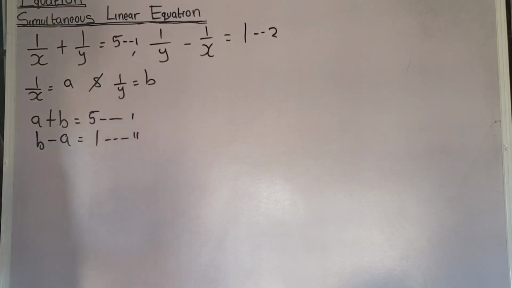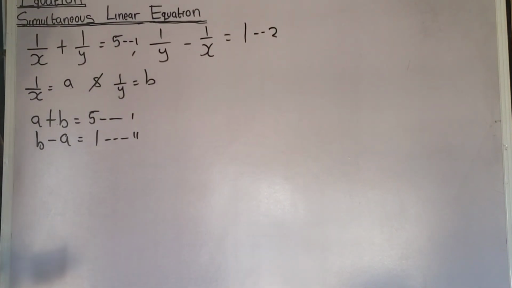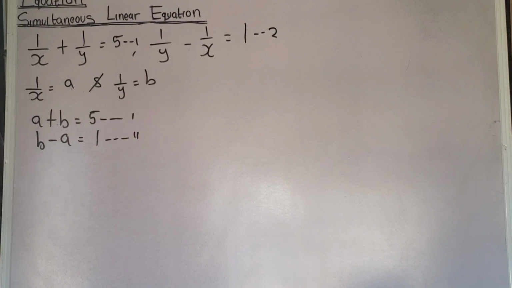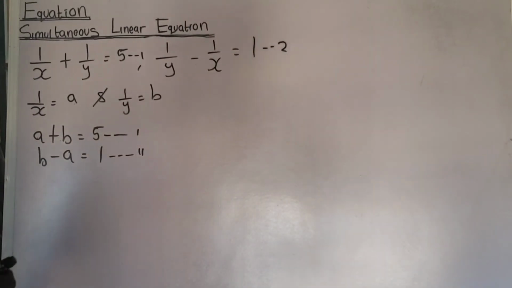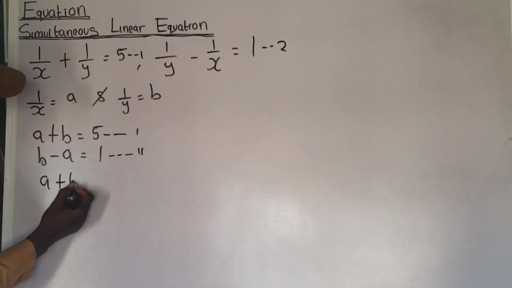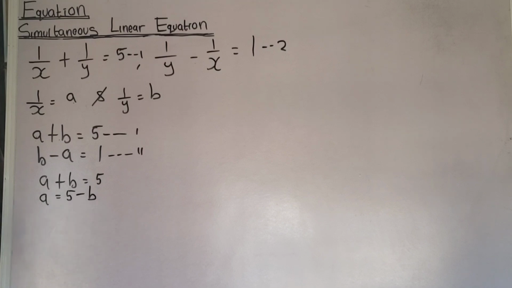We learned in our previous class how to solve simultaneous linear equations using the elimination method and the substitution method. So we are going to use the substitution method in this case. In the substitution method, the first step is to make one of the unknowns the subject of the relation in any of the equations. We have two unknowns, a and b. So let us make a the subject of the relation in equation 1. Equation 1 is a plus b equals 5. So if I want to make a the subject of the relation, a is equal to 5 minus b.